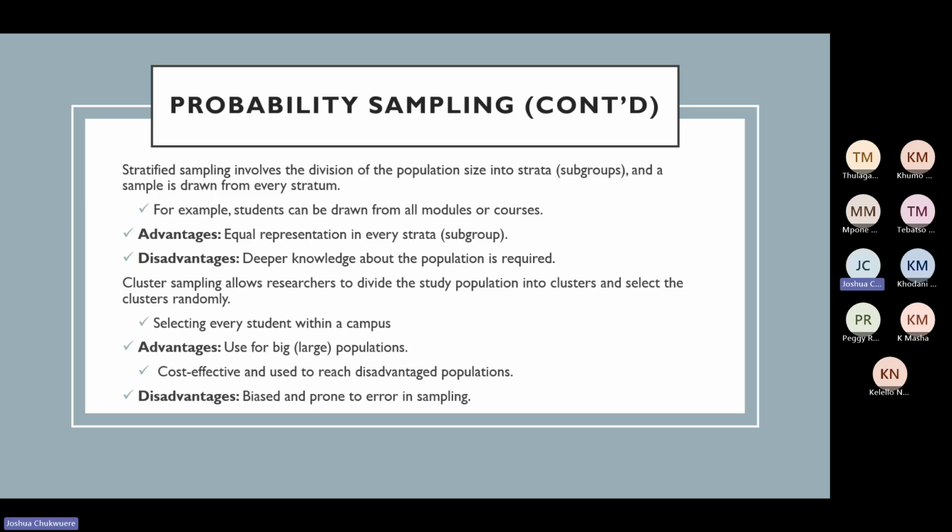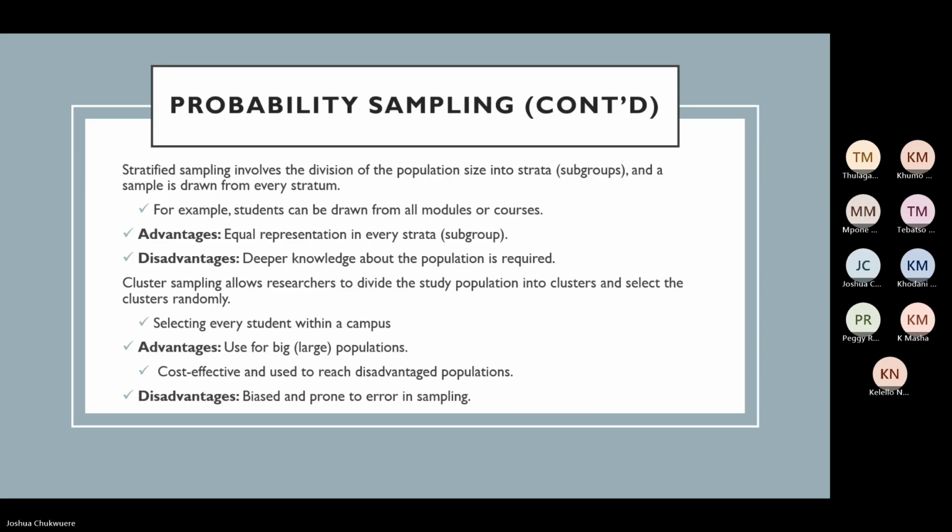Cluster sampling allows the researcher to divide the population into clusters and select clusters randomly. Say you have different clusters: cluster 1, 2, 3, 4, 5. You select clusters randomly. Okay, I'm picking cluster 1, I'm going to pick cluster 3, cluster 10, cluster 6, to be part of the study. Selecting every student within a campus.